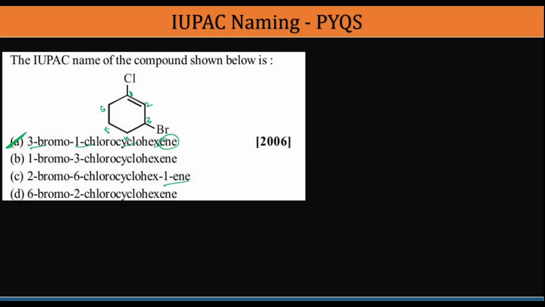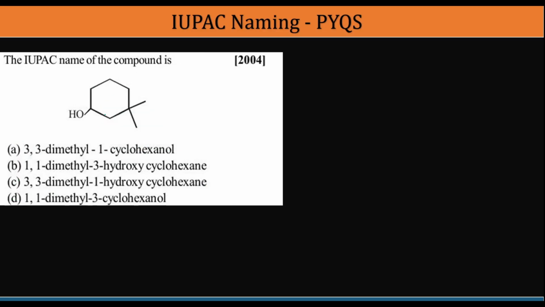They took 2-bromo, 6-chloro, 1, 2, 3, 1, 2, 3, 4, 5. How come they got 6? 1, 2, 3, 4, 5. This is so wrong. This one is also wrong. This one, 1-bromo, 3-chloro, 1, 2, 3. If you give numbering from bromine, the double bond gets the second position, but they didn't even mention the 2-ene. Anyway, this one is the correct order of numbering, and this is the right option.